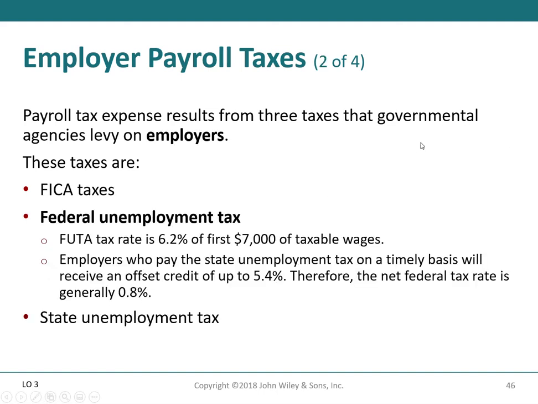So we talked about what the rates were under FICA, I'm sorry, the federal unemployment tax. The FUTA tax rate is 6.2% of the first 7,000 of taxable wages. So we only pay unemployment taxes on the first 7,000 of wages. This is, as I said, the unemployment tax, and it's only paid by the employer.